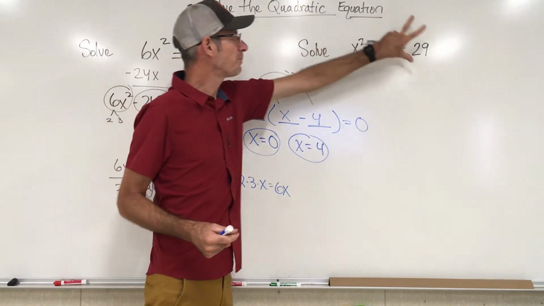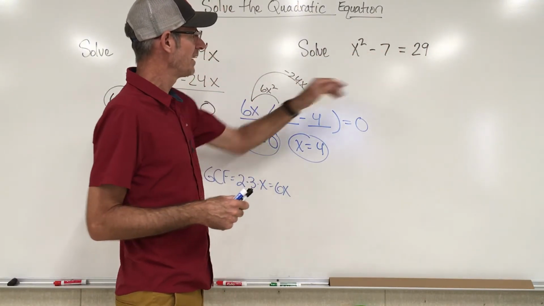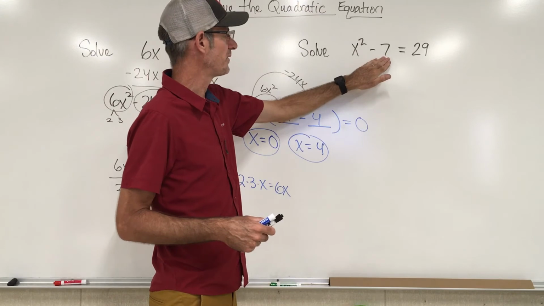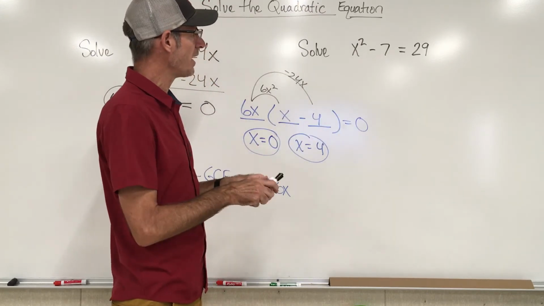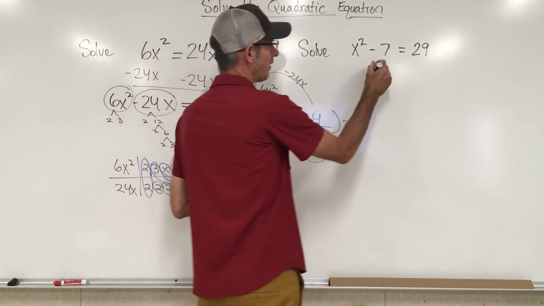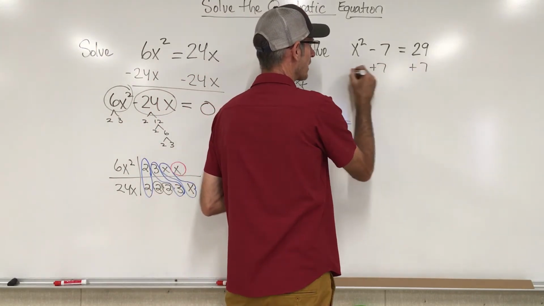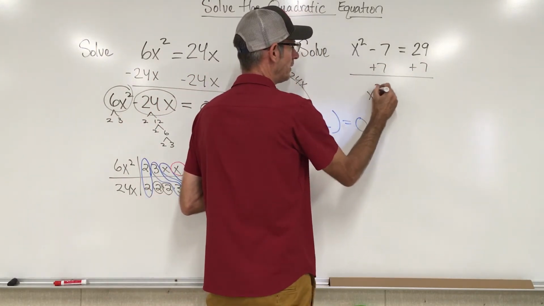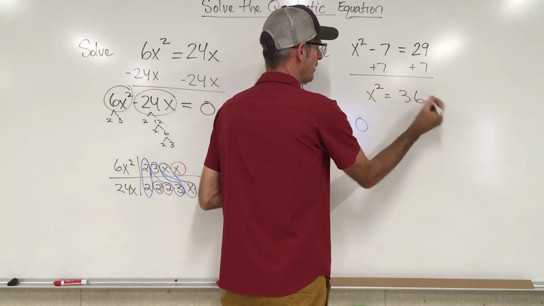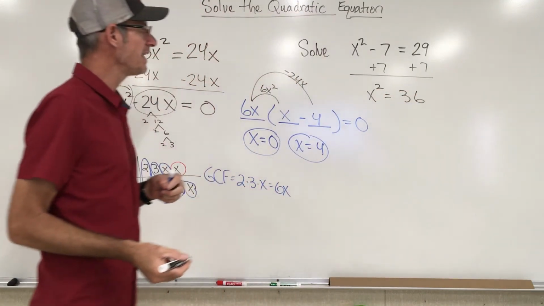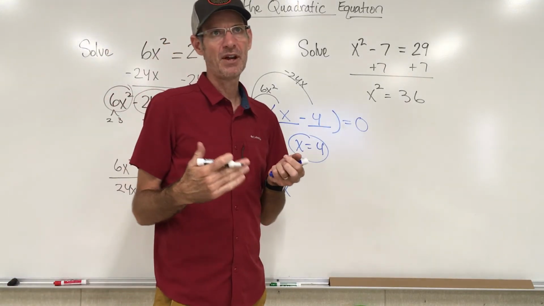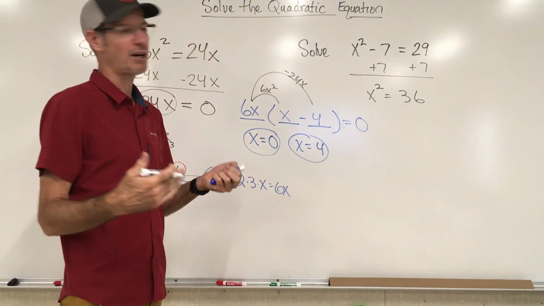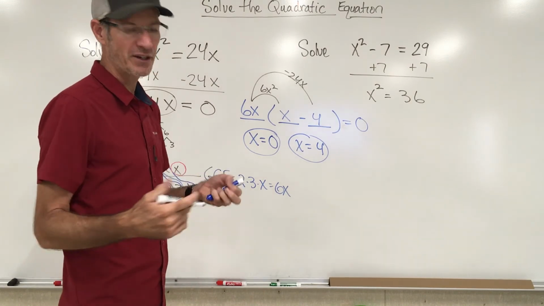All right, on this problem, remember the difference is these are both constant terms. So I'm going to go ahead and put the 7 on the other side of the equation to get the x squared by itself. So now I have x squared equals 36. So most people can do this problem in their head. Some number multiplied by itself is 36, and they can figure that out.